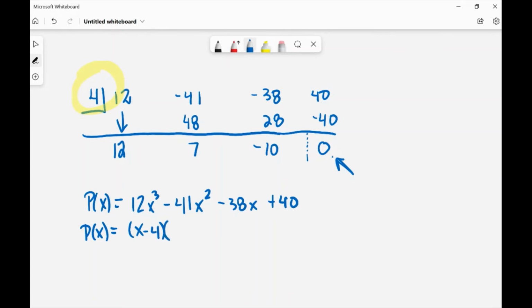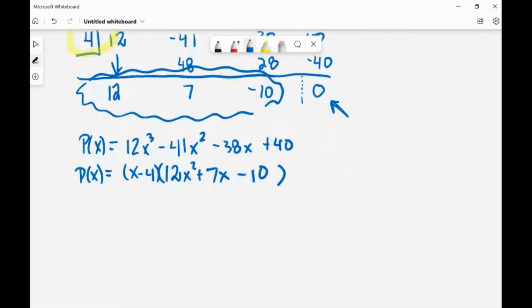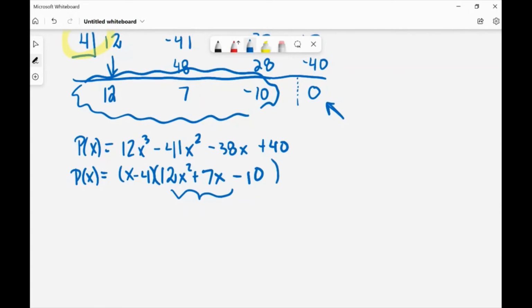We know that x minus 4 times something will give us the original function. How do we write this part right here? 12x squared plus 7x minus 10. All right. So now we just have to work on this. It's a quadratic, right? So we can figure out what that is. How do we figure out the factors of 12x squared plus 7x minus 10? The AC method.